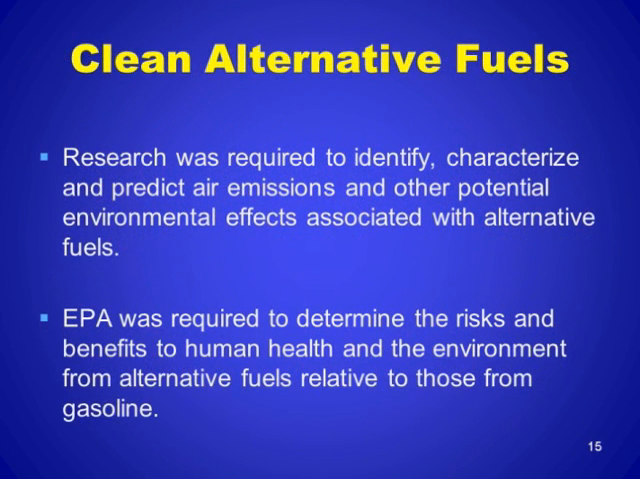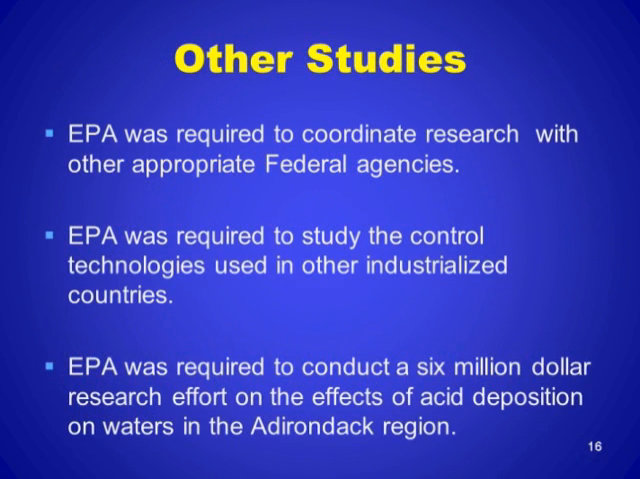Research was required to identify, characterize, and predict air emissions and other potential environmental effects associated with alternative fuels. EPA was required to determine the risks and benefits to human health and the environment from alternative fuels relative to those from gasoline. Other studies. EPA was required to coordinate research with other appropriate federal agencies. EPA was required to study the control technology used in other industrialized countries. EPA was required to conduct a $6 million research effort on the effects of acid deposition on waters in the Adirondack region.